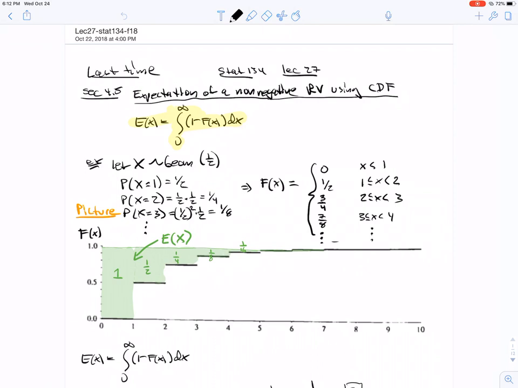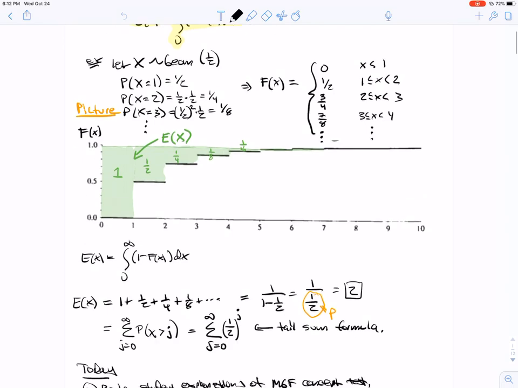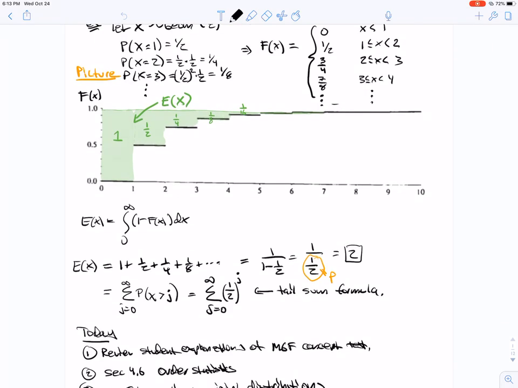And so I've pictured here the CDF, and the area between 1 and the curve is the expectation of X, and that is the sum of 1 plus 1/2 plus 1/4 plus 1/8 plus 1/16, and so on. That's a geometric sum. So it's 1 over 1 minus 1/2, which is 1 over 1/2. 1/2 is p. So that is the familiar formula for the expectation of a geometric.